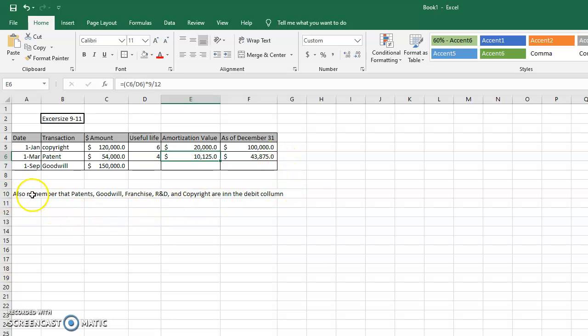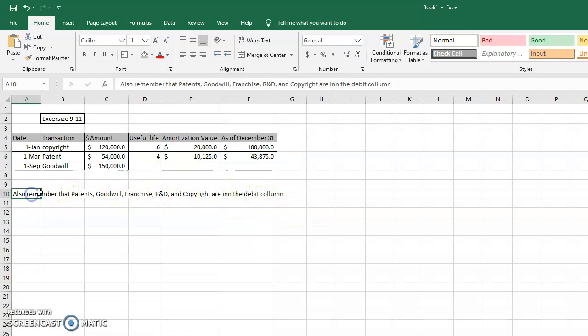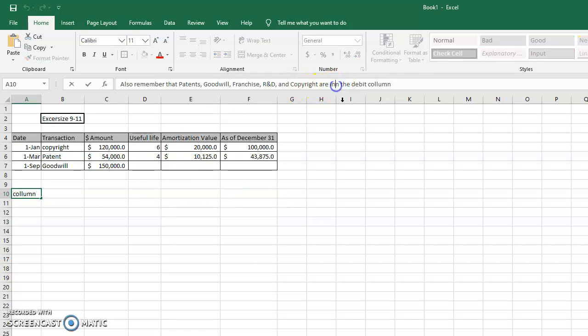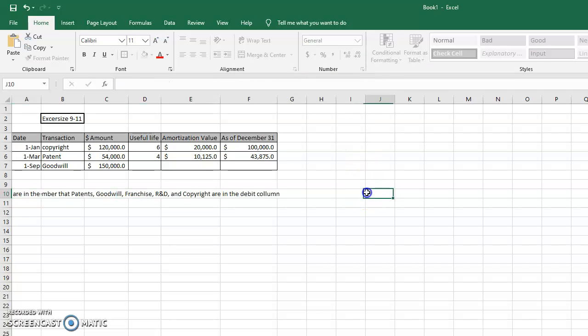I did make a note for everybody at the bottom here. I'll change this as well. I'm glad I'm reviewing this as I talk to you. Also remember that patents, goodwill, franchise, R&D, and copyright are in the debit column. So when we're looking at debiting them against amortization expenses, the amortization goes in the debit, and then the cash goes in the credit. So that's how that would play out.